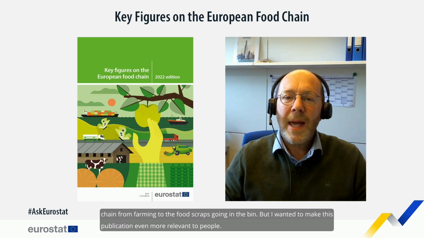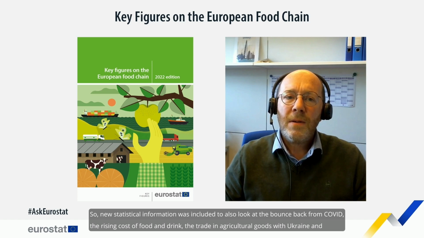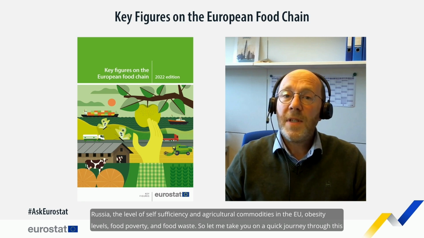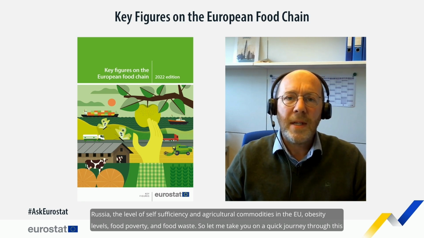But I wanted to make this publication even more relevant to people. So new statistical information was included to also look at the bounce back from COVID, the rising cost of food and drink, the trade in agricultural goods with Ukraine and Russia, the level of self-sufficiency in agricultural commodities in the EU, obesity levels, food poverty and food waste. So let me take you on a quick journey through this publication.